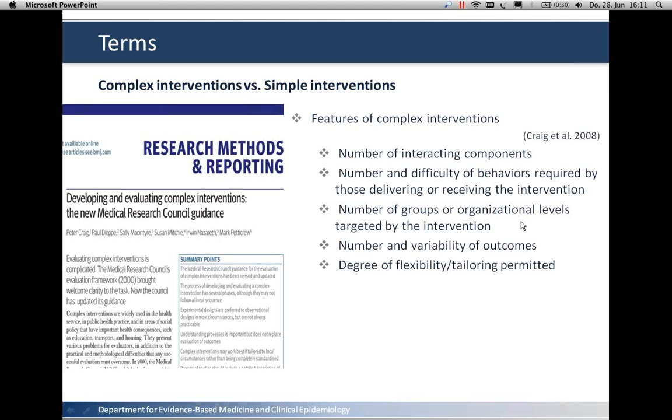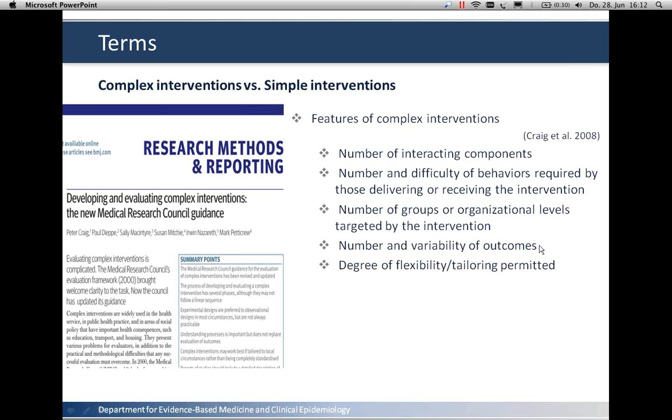The number of groups or organizational levels targeted by the intervention. For example, in this setting in schools, there is the level of individuals, then the student or pupil level. And then we have the teacher, and we have the whole class on the class level. There could also be the level of schools, which is another level which could be observed.